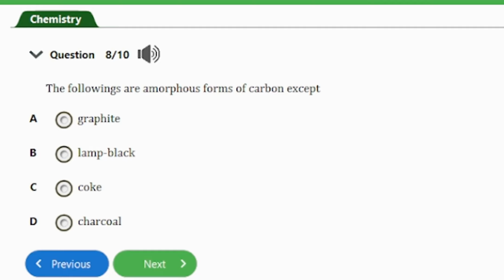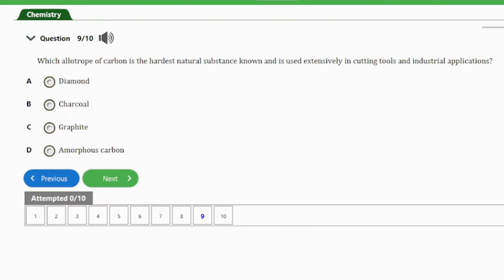It says, the following are amorphous forms of carbon except A. Graphite. B. Lampblack. C. Coke. D. Charcoal. So guys, the answer to this question is option A here, and that's graphite. Graphite is not an amorphous form of carbon. It is a crystalline form of carbon. So the amorphous forms of carbon will include the charcoal, the coke, the lampblack, and so on. So that's it for this question. And let's consider the next question, guys.